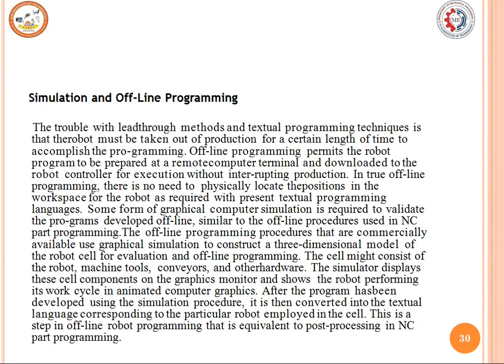Simulation and offline programming. Simulation tells what motions it is going to make, which you can check once, so that the further process will be carried out by the robot. Offline programming is the sequence of what all has to be done. It is written in terms of steps in offline robot programming, so that post processing happens as in NC part programming.